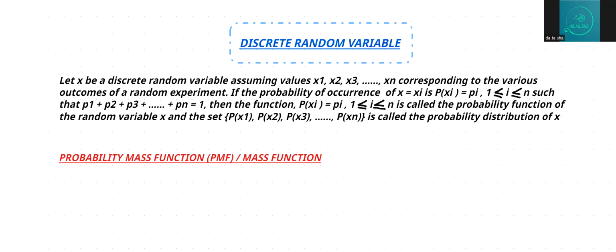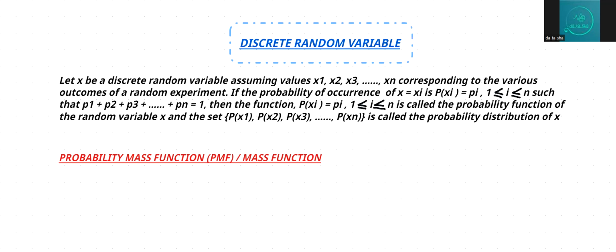Let X be a discrete random variable, assuming the values x1, x2, x3 up till xn corresponding to the various outcomes of a random experiment. If the probability of occurrence of X equal to xi is p(xi), which can also be written as p(i) with i ranging from 1 to n, such that the sum of the probabilities is equal to 1, then the function p(xi) is called the probability function of the random variable X, and the set is known as the probability distribution of X.